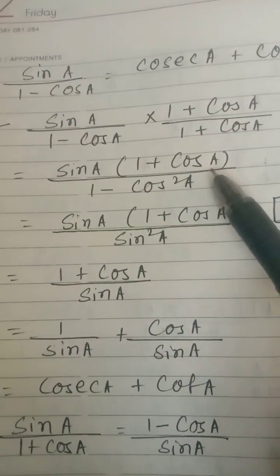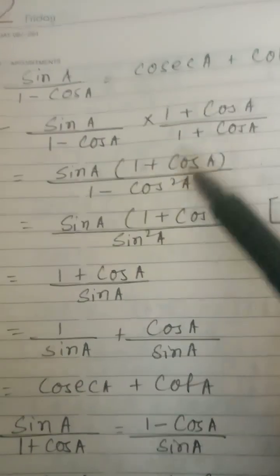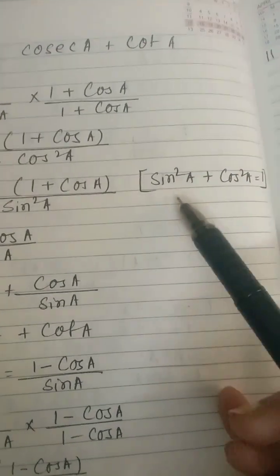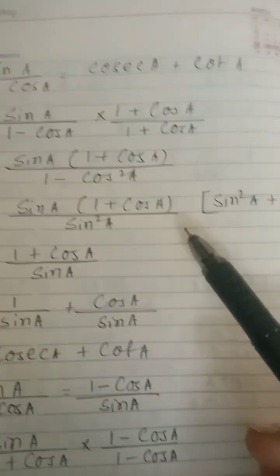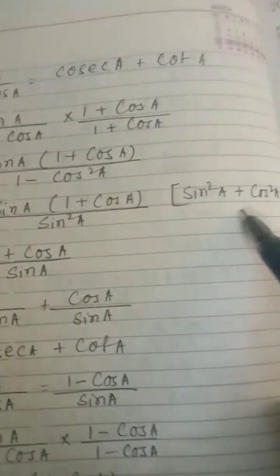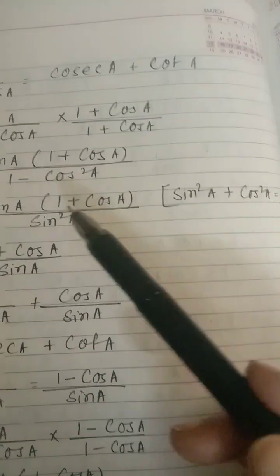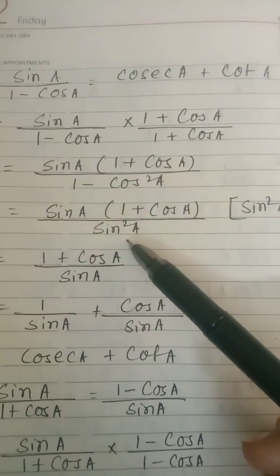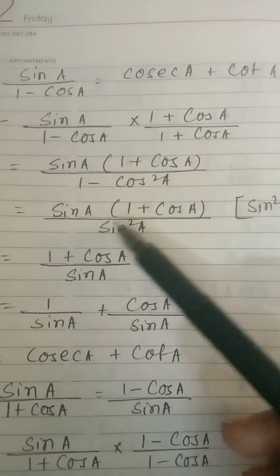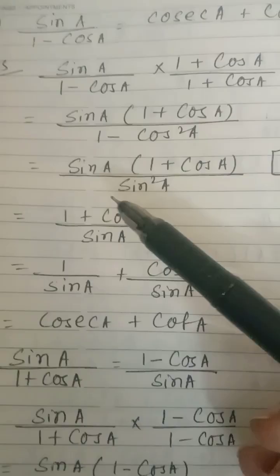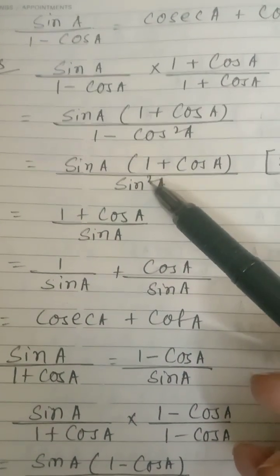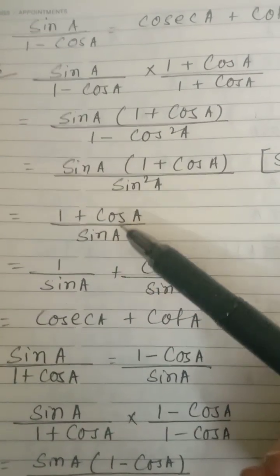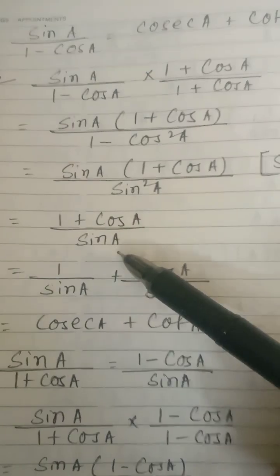Now sin A into 1 plus cos A is the numerator, and the denominator is 1 minus cos square A. Now we have the identity sin square A plus cos square A equals 1. So that is why 1 minus cos square A equals sin square A. So 1 minus cos square A we have written as sin square A. Now sin A into 1 plus cos A by sin square A. Now this sin A and sin square A will get cancelled, so only one sin A will remain. So it's 1 plus cos A by sin A.